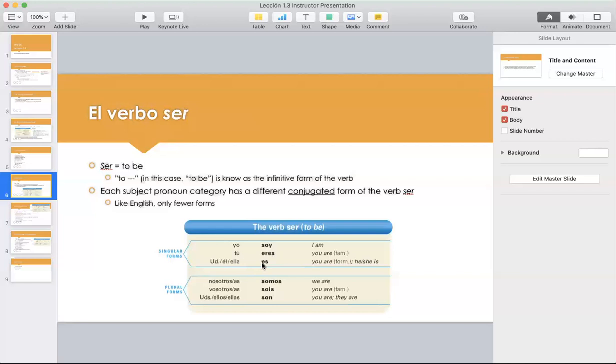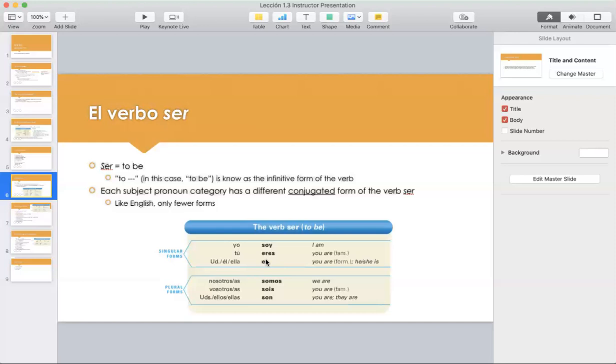Now, this is where you have to pay attention. The usted form will always borrow the he and she form. Will always borrow the verb. What does that mean? This verb here, es, is linked to he and she. So if I say ella es, it means she is. If I say es by itself, it means she is. If I say él es, it means he is. If I say es by itself, it means he is.